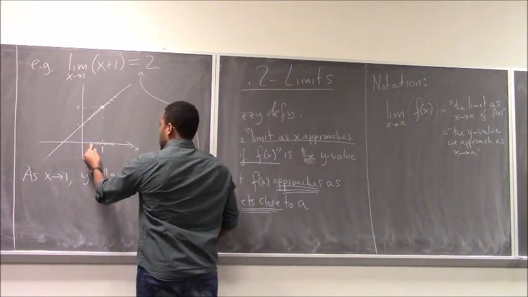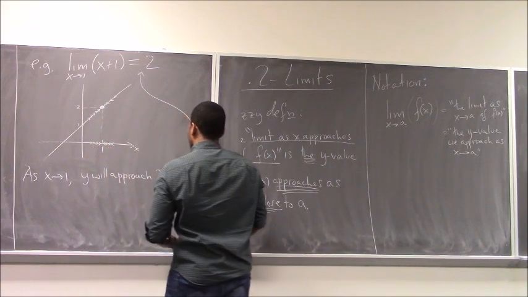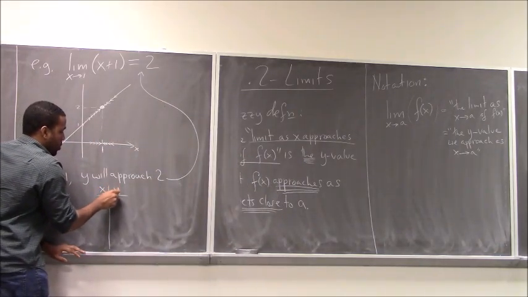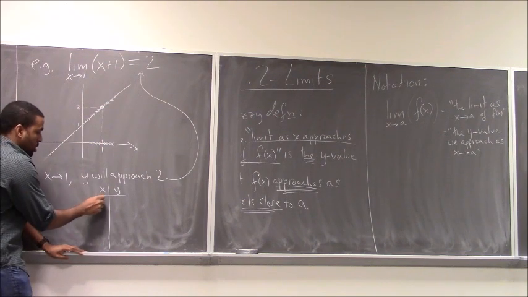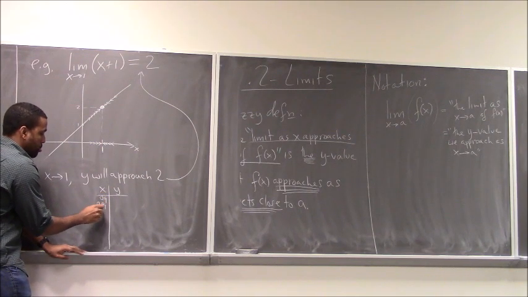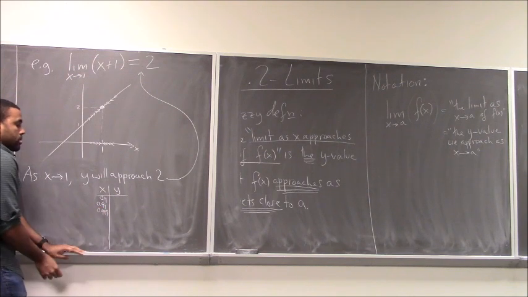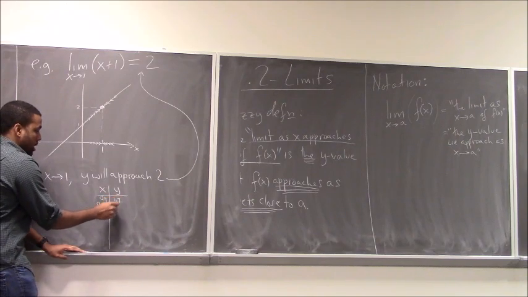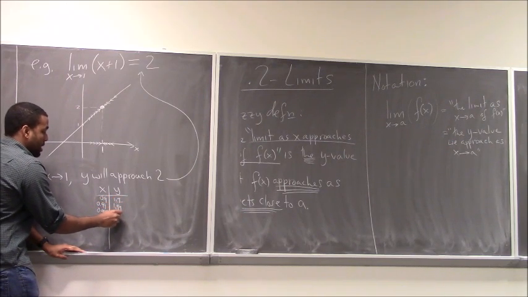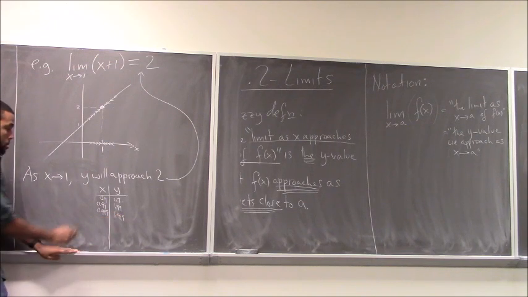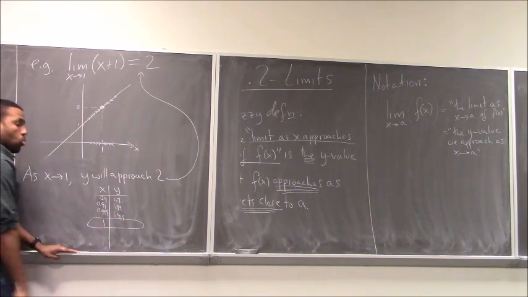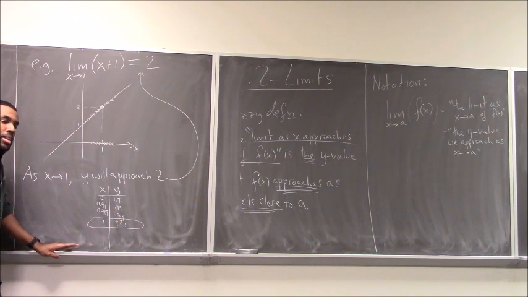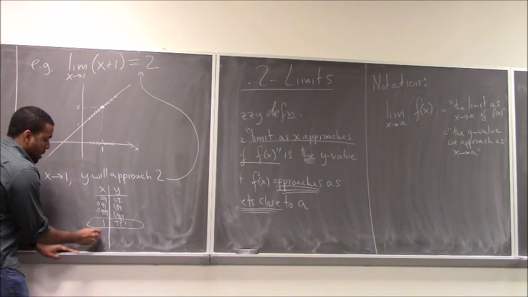So you look at what your x values are doing, and then you look at what your y values are doing. You can also think of something like a table of values, right? What if I'm getting close to 1? 0.9, 0.99, 0.999. And then what is the y doing? The y would be 1.9, 1.99, 1.999. Now here's a slot where there's the 1, and I really don't care what's going on here. In terms of a limit, I don't care what's going on at 1. But from either side, I do care.